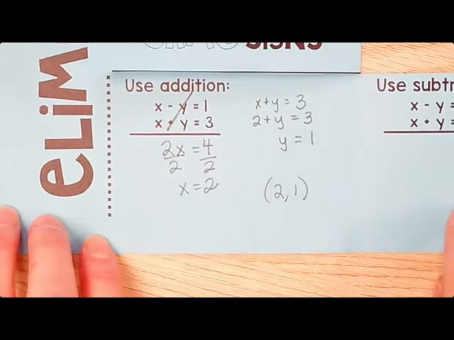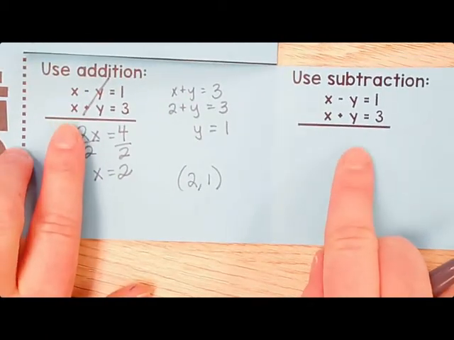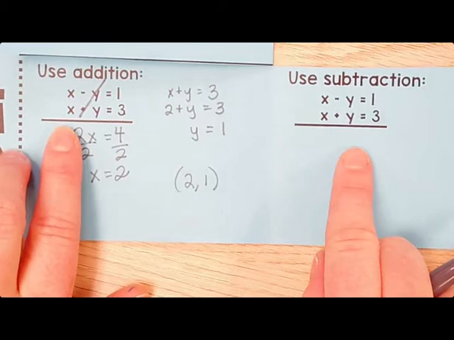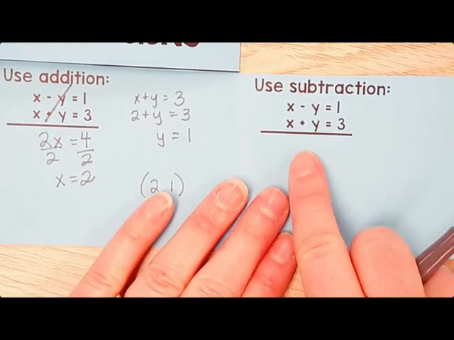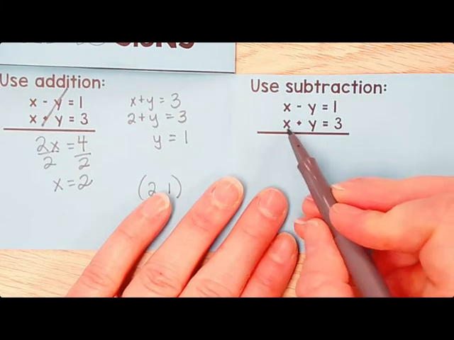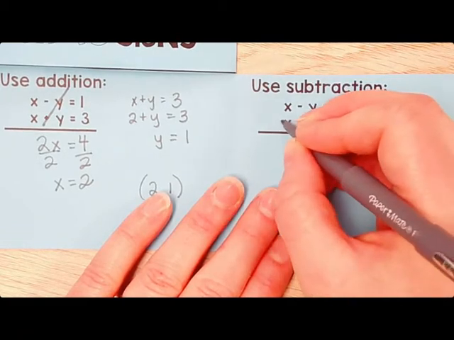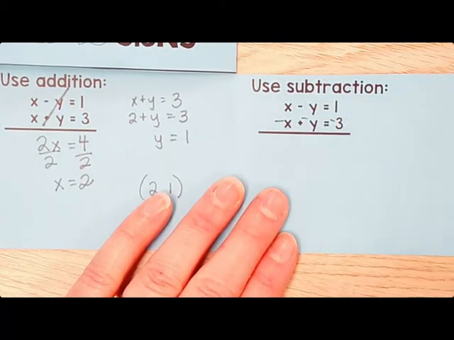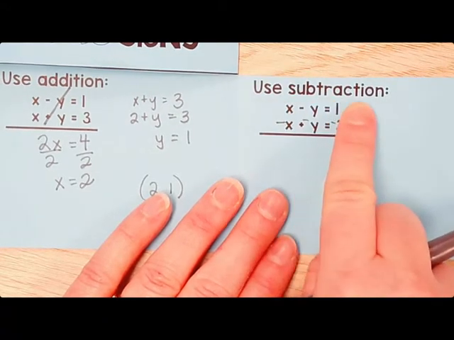All right, let's go over to this other side. So these are the same exact ones, you see? But we're going to use subtraction on this one. So if I want to subtract, then I'm going to change the sign on everything. So this is x plus y equals 3. So I'm going to change it negative, negative, negative. Wait, why are we changing it to negative? Because we're using subtraction. This tells us to use subtraction on this one.